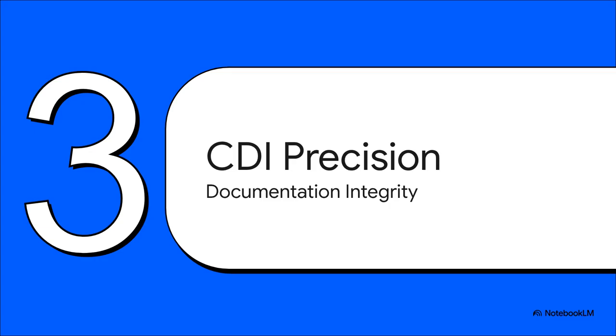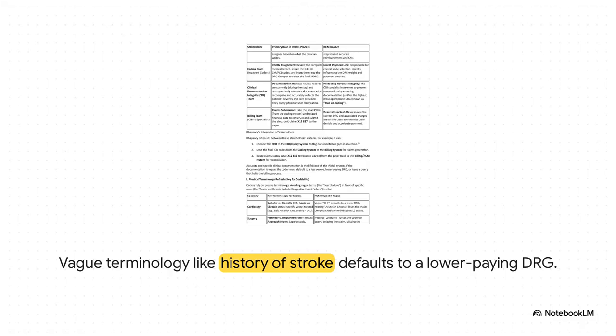Section 3. CDI and Documentation Precision. Let's really funnel down into the micro details here. Okay, this is where the magic happens.